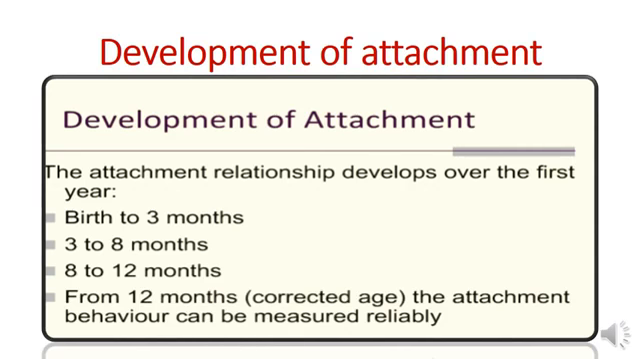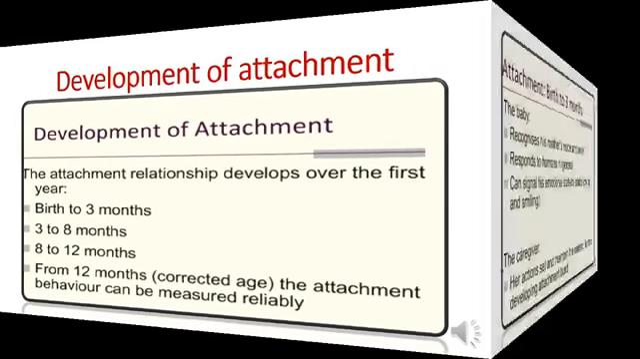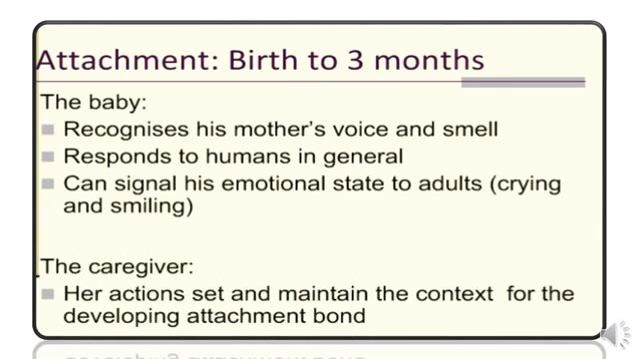The development of attachment is categorized into age ranges. It starts from birth to 3 months, then from 3 months to 8, from 8 months to 12 months, and then from 12 months onward. During the period from birth to 3 months, the baby recognizes his mother's voice and smell, responds to humans in general, and can signal his emotional status to adults in the form of crying and smiling. The caregiver, which is usually the mother, her actions will set and maintain the context for the development of the attachment and the attachment bond.